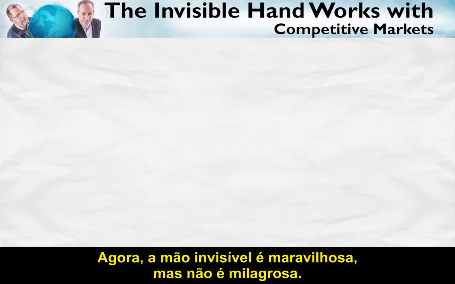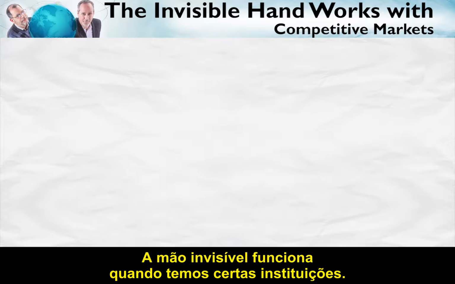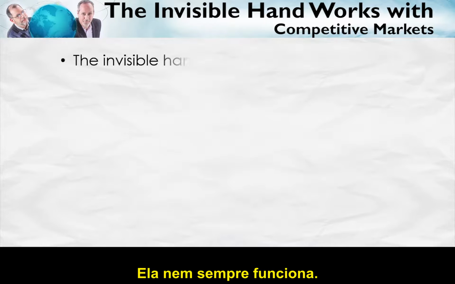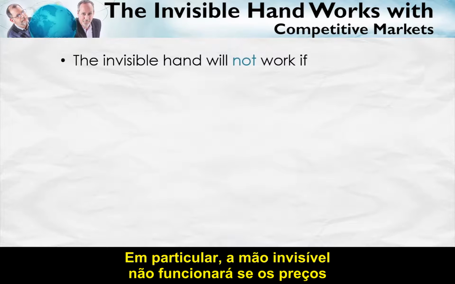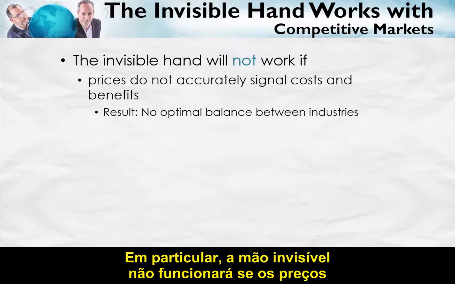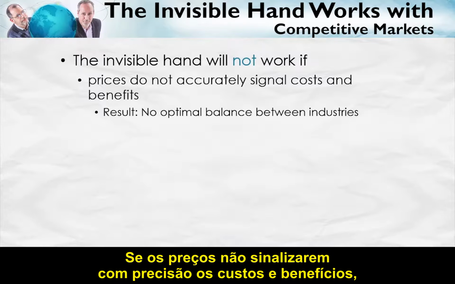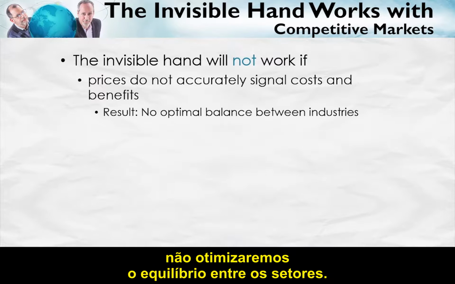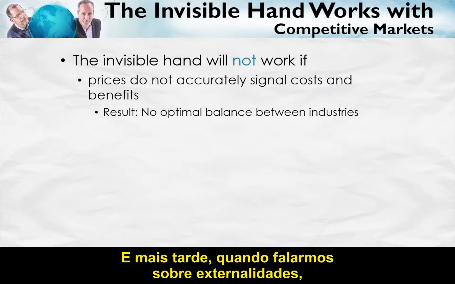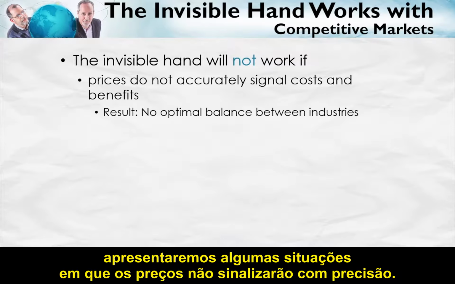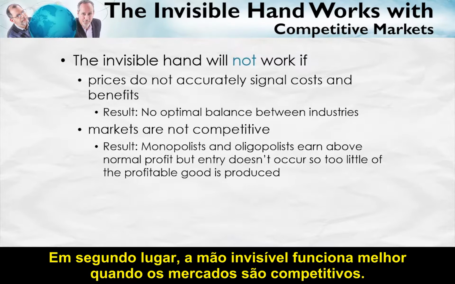Now, the invisible hand is marvelous, but it's not miraculous. The invisible hand works when we have certain institutions. It doesn't always work. In particular, the invisible hand will not work if prices do not accurately signal costs and benefits. If prices don't accurately signal costs and benefits, we won't get an optimal balance between industries. And later on, when we come to talk about externalities, we'll present certain situations when prices aren't going to be signaling accurately. Second, the invisible hand works best when markets are competitive.